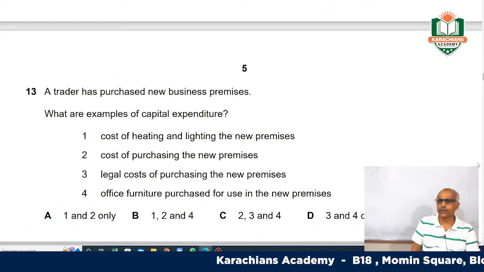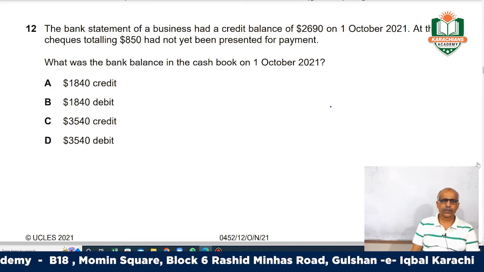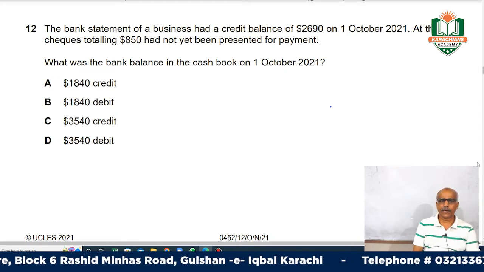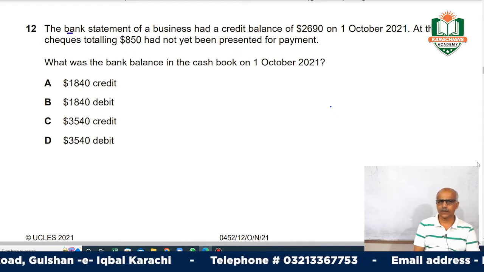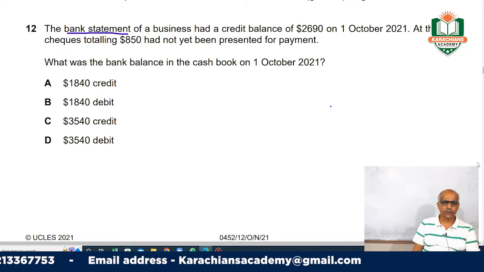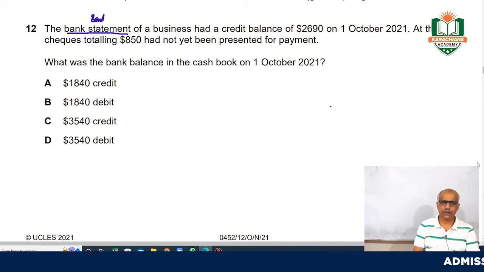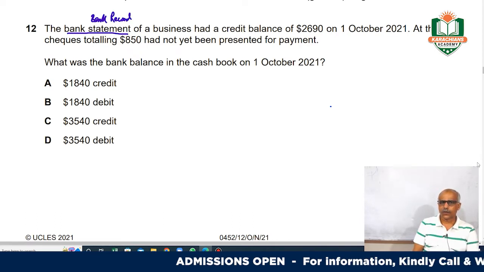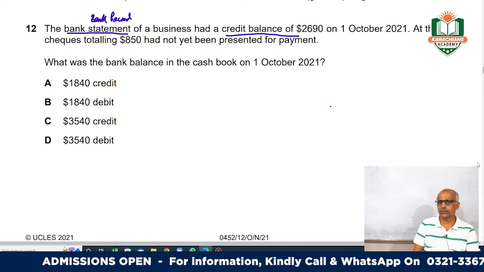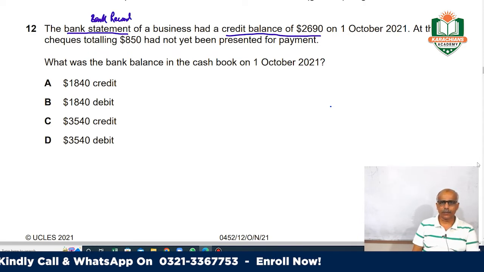Let's see what question 12 says and what it asks. Okay, this is question number 12. A bank statement is not maintained by the business; it is maintained by the bank, and we get it from the bank. It is a bank record, not a business record. The bank statement of a business had a credit balance of 2690. In your books you keep a debit balance.